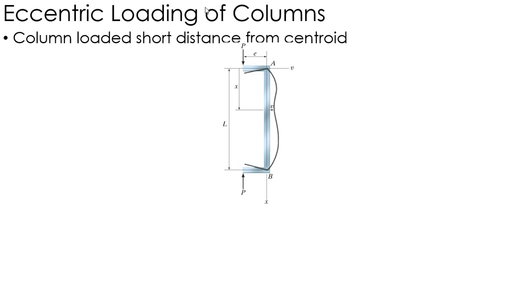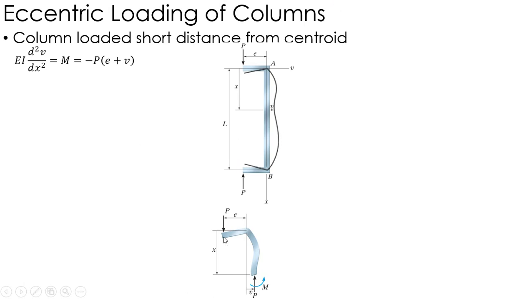Okay, here we're going to talk about eccentric loading of columns. Eccentric loading is when the column is loaded a short distance from the center, at a distance e shown here. So rather than being loaded right in the middle, it's got a displacement away. And what that does is it creates a slightly bigger moment than when you just have the buckling.